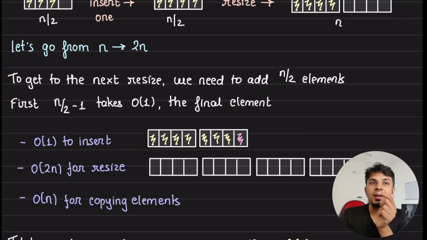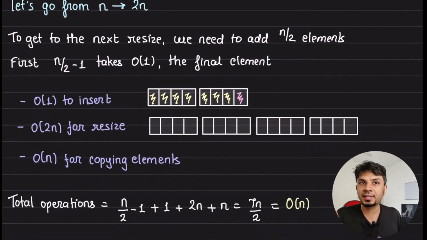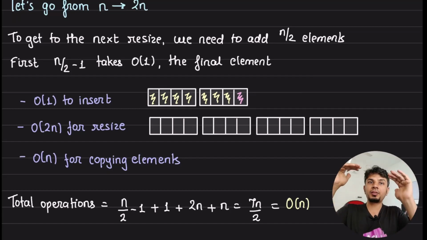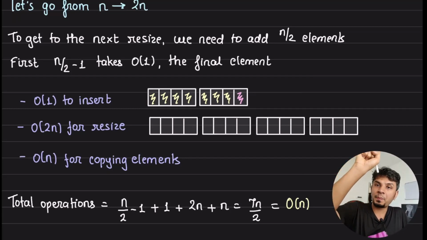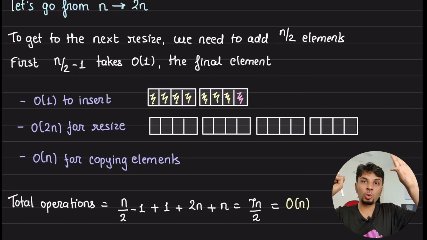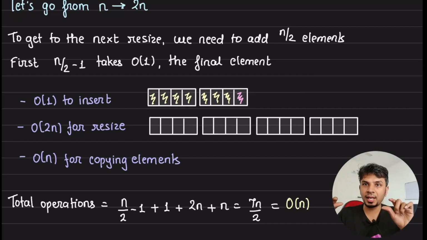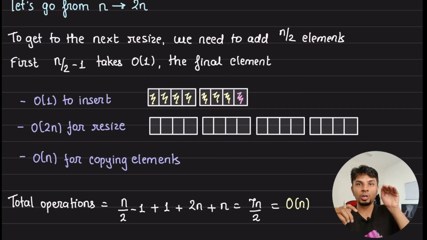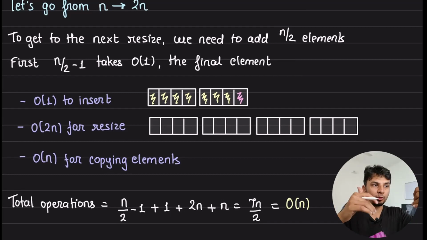So that is done. Then when I'm about to insert the final element, I'll see that my array needs a resize because it would be completely filled. So then we would allocate an array of size 2n, copy the elements, n by 2 old elements and n by 2 minus 1 newly added elements, into this new array, and then add the final element that we wanted to insert. So now we'll have an array of size 2n filled by n by 2 plus n by 2 minus 1 plus 1, so n elements. This is how you'll go from n to 2n.